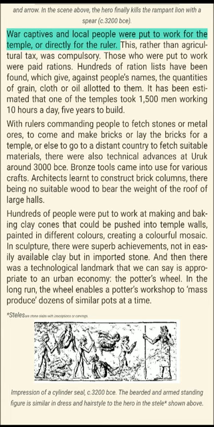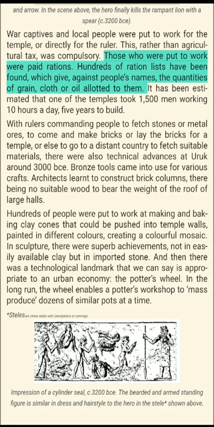War captives and local people were put to work directly for the ruler. This, rather than agricultural tax, was compulsory. Those who were put to work were paid rations. Hundreds of ration lists have been found, which give, against people's names, the quantities of grain, cloth or oil allotted to them. It has been estimated that one of the temples took 1,500 men working 10 hours a day, 5 years to build, with rulers commanding people to fetch stones or metal ores, to come and make bricks or lay the bricks for a temple, or else to go to a distant country to fetch suitable materials.